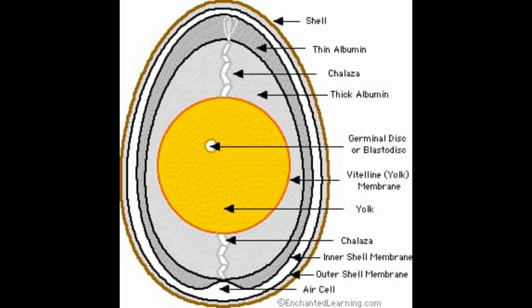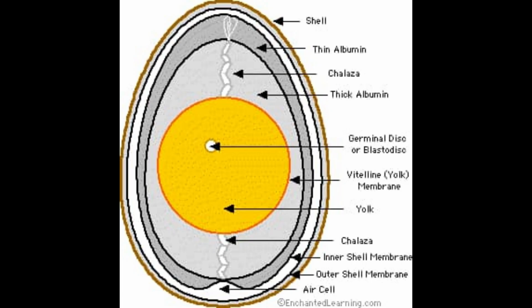Then the next one is chalaza. As you can see from the structure, the chalaza is a twisted rope-like structure that anchors the yolk in the center of the egg, providing stability and protection against mechanical shock.